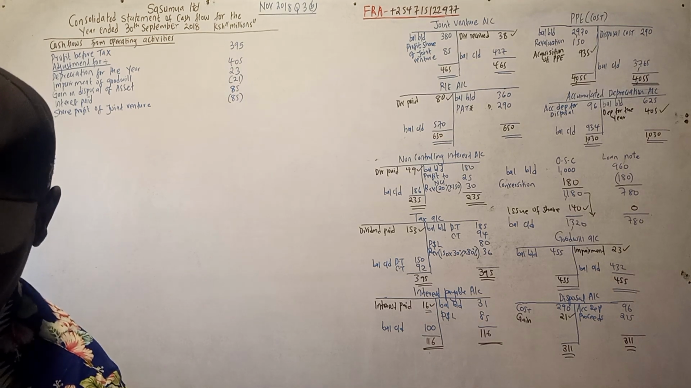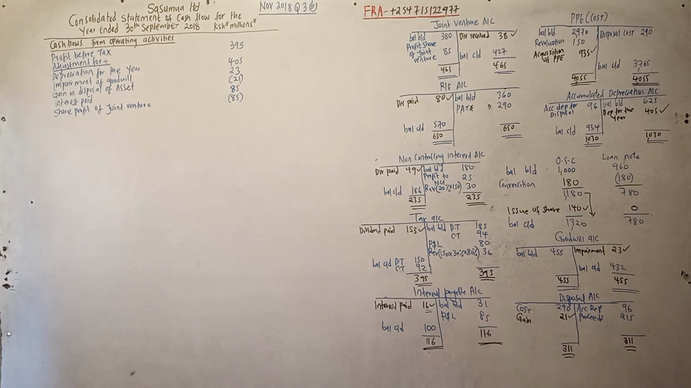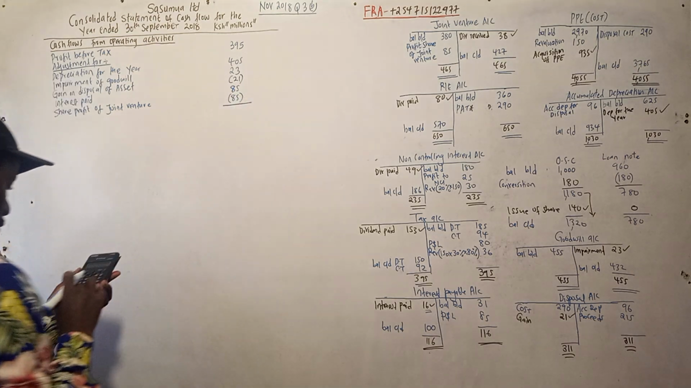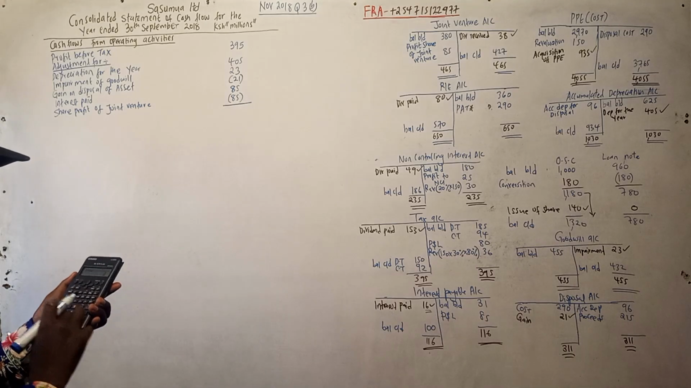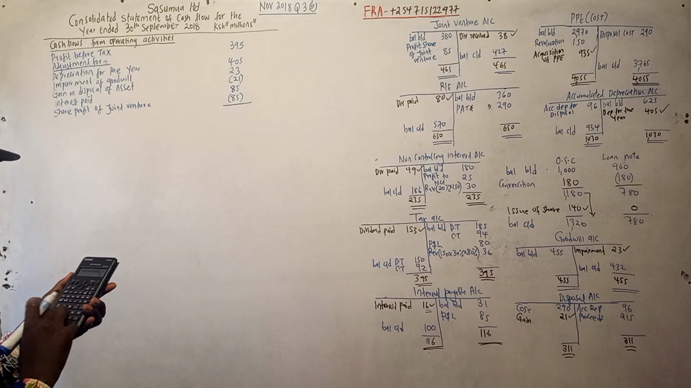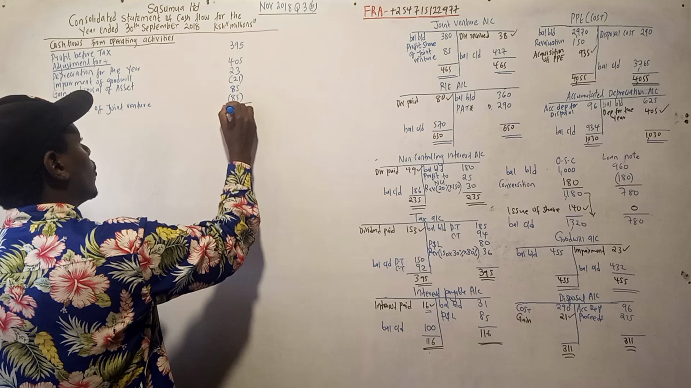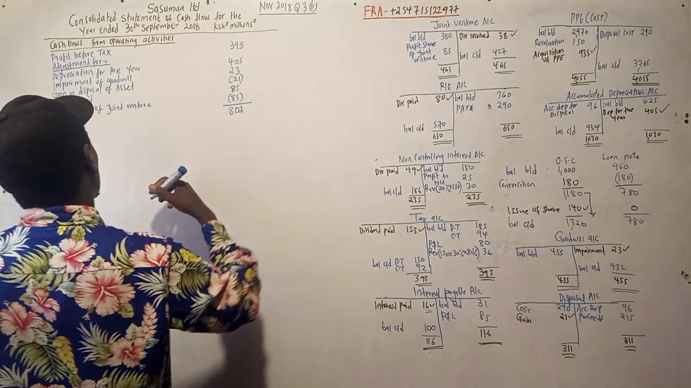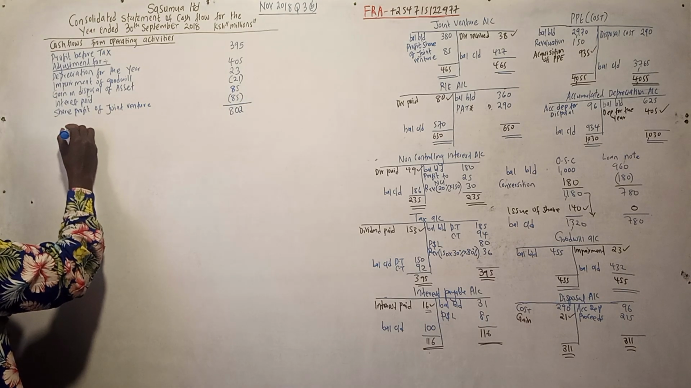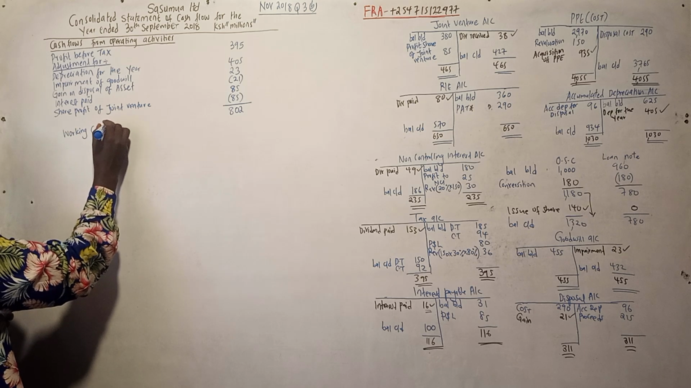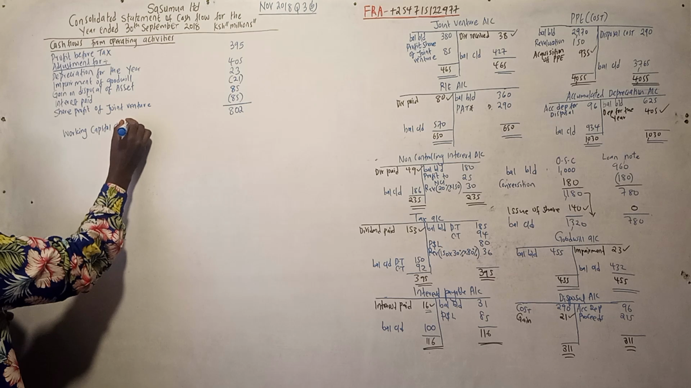I think those are the accounts available. Now, once we have those accounts, let us get the final figure. So 395 plus 405 plus 23 minus 21 plus 85 minus 85. So we are having a figure of 802. Then you do working capital changes.